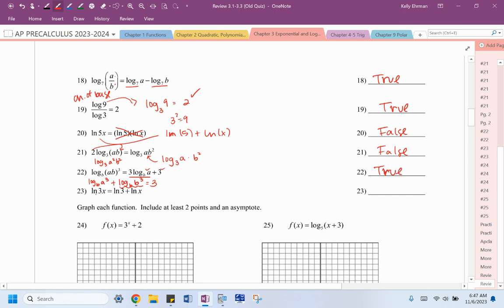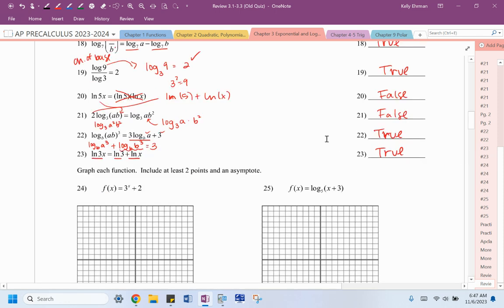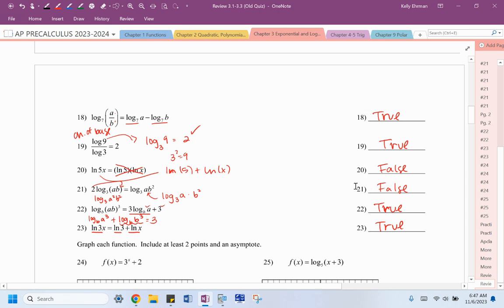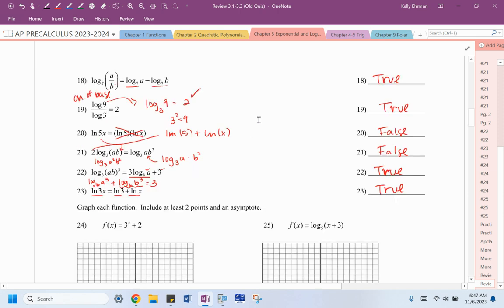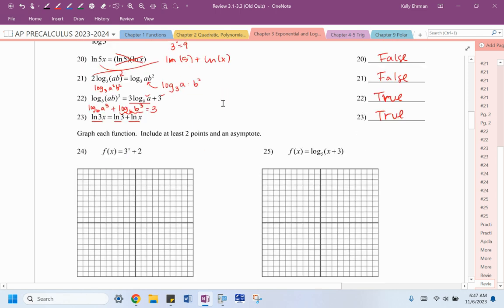And our final one, natural log of 3x is natural log of 3 plus natural log of x. That's true as well. Okay, I think the true and false section can be pretty hard. On this old quiz, that was the section where people tended to struggle because it can get confusing. So that's about just practicing and memorizing your 4 basic properties: the product, quotient, power, and change of base.